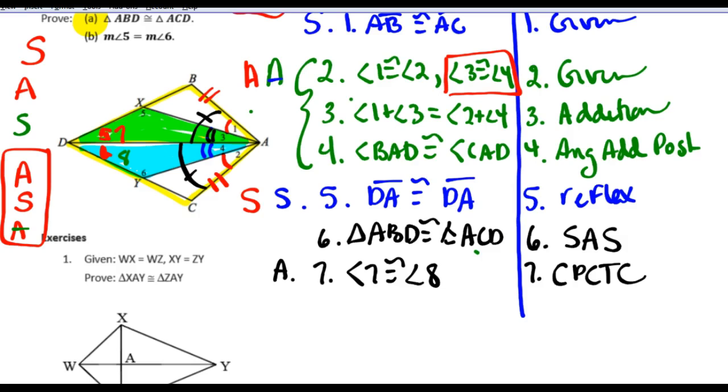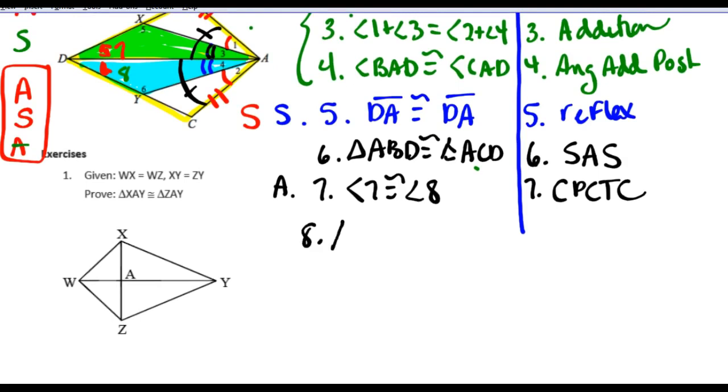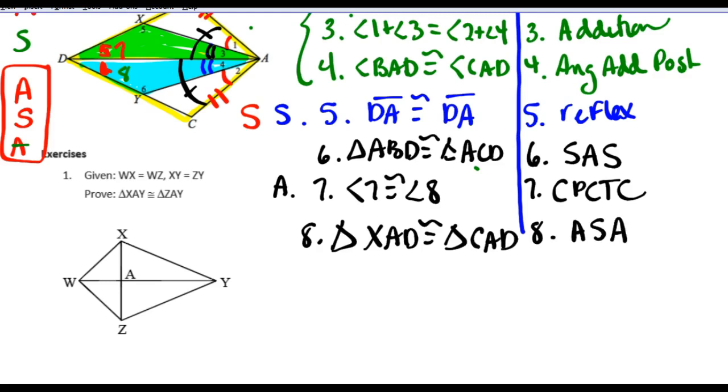So do I have the triangle shortcut in there? I've got angle side angle, so my next step has got to be what? Triangle. We're going to do XAD. XAD is congruent. XAD is going to be CAD. And what's our reason for this guy? Angle side angle. Yes, it should be. Maybe I should, can I just start over?